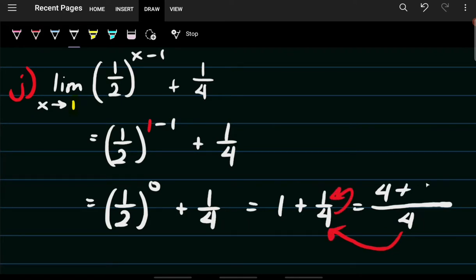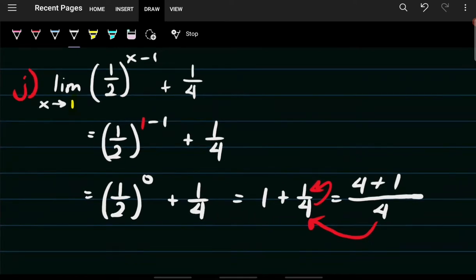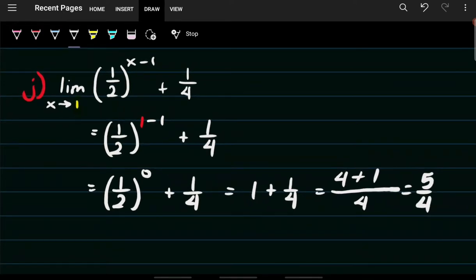So we have 4 plus 1. And then let's simplify the numerator and then copy the denominator. 4 plus 1 is equal to 5. And then copy the denominator 4. So meaning this is our final answer. Okay? So that is 5 all over 4. So that's the limit of 1/2 raised to x minus 1 plus 1/4 as x approaches positive 1. Okay, and that's it. So that's again our example for evaluating limits of exponential function.